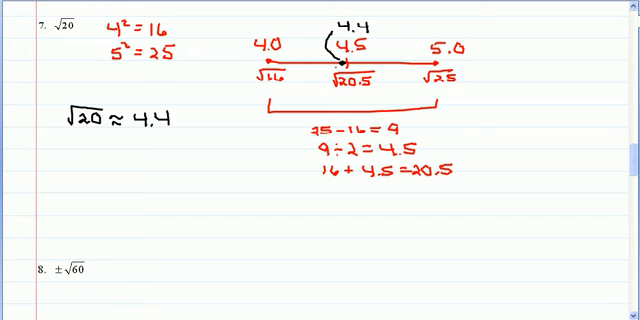So as long as we're in the area, if you had said 4.3, that would definitely be too low because that would mean you think it's right around here. So 4.4 is my answer rounded to the nearest tenth.